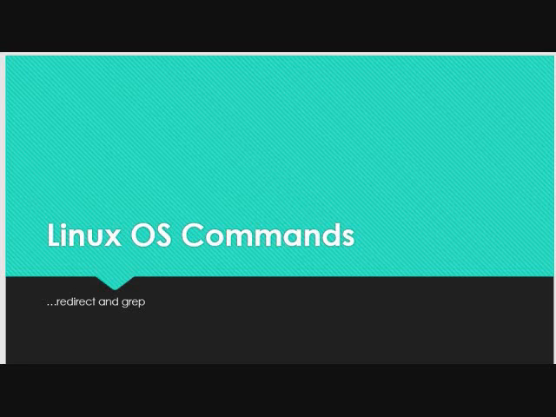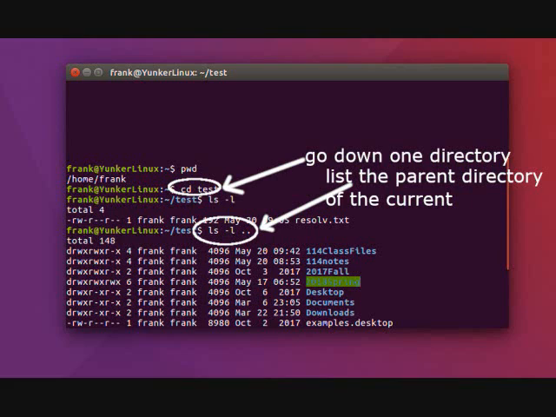Okay, let's discuss a few more DOS commands for Linux. Now we've already seen things like pwd and cd, but if we're in the test directory, which is below whatever my home directory is, /home/frank, I can look and see what files are there, but I can also look and see what files are one above it.